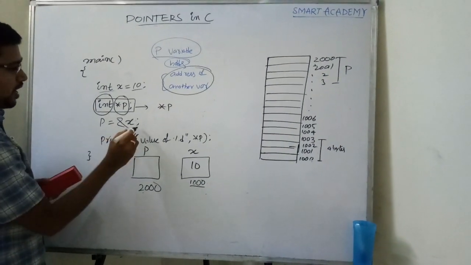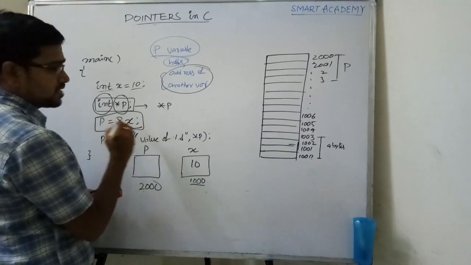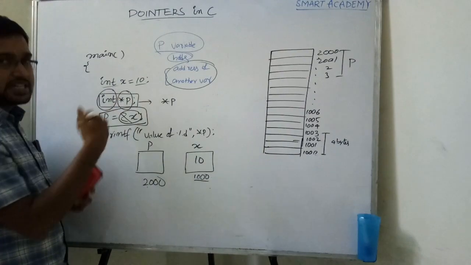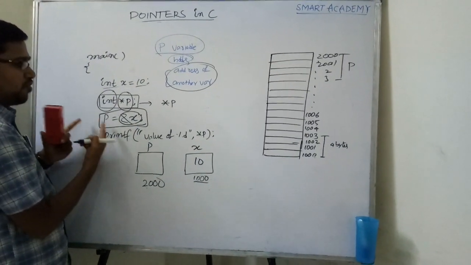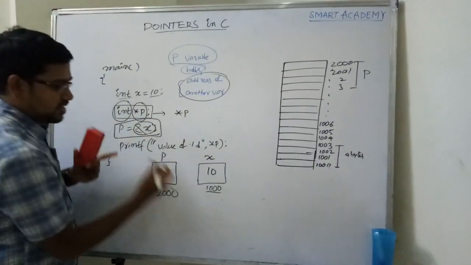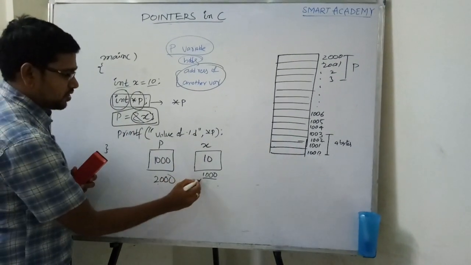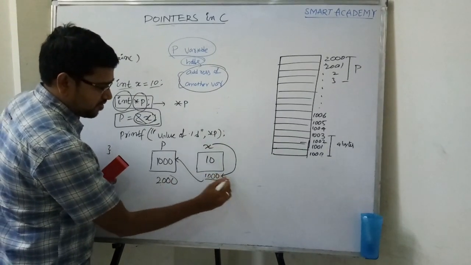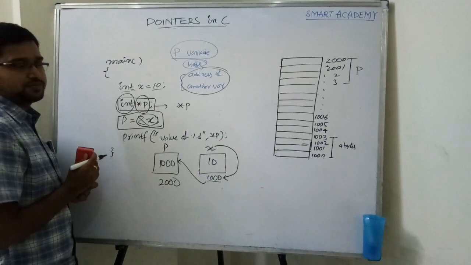Now I assigned like this: p is equal to ampersand x. What is the meaning of it? As I mentioned before, ampersand x means the address. The address will be assigned to p. The value of p now is the address of x. What is the address of x? 1000. So the address of x is assigned to the value of p.